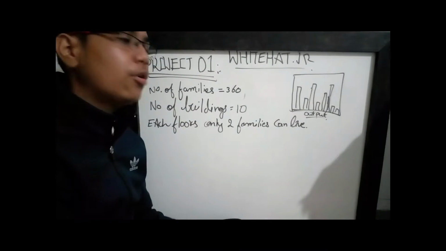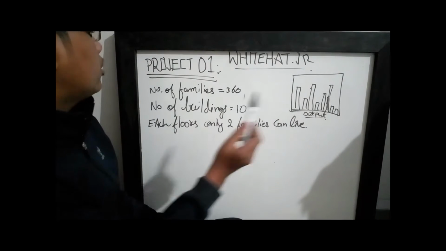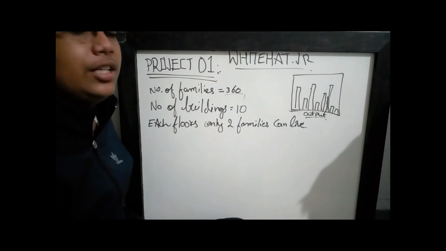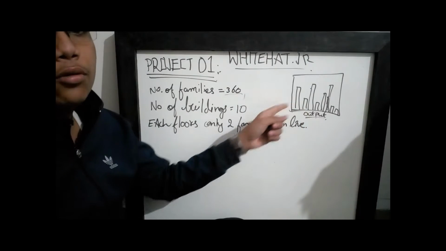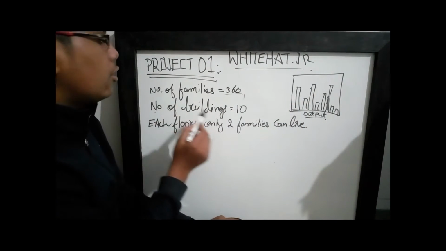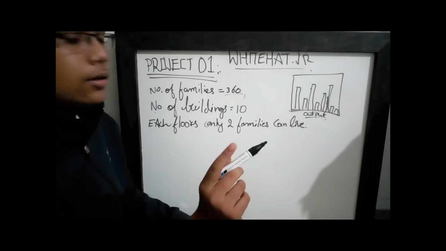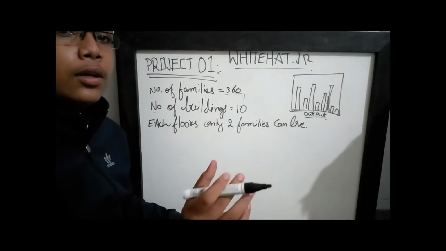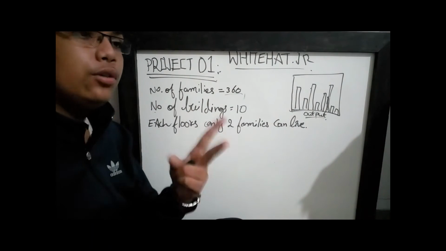So today we are going to do project number 1, Whitehat Junior. This is our project. The question is: in just 10 buildings, you have to make sure that 360 families get their rooms. The criteria is that there should be only 10 buildings in a colony, and each floor can have only two families.